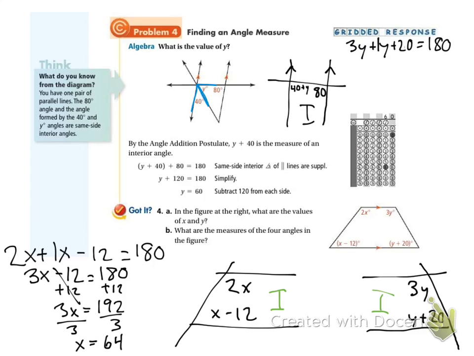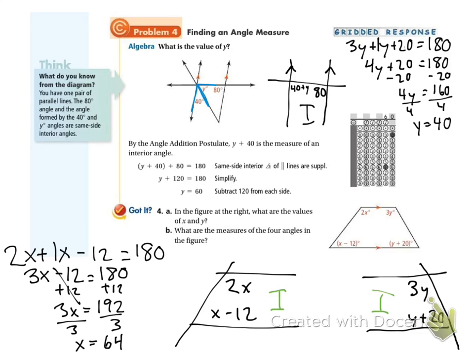There's no number in front, it's just a 1. 3y plus 1y equals 4y. 4y plus 20 equals 180. I'll subtract 20 from both sides. I get 4y is equal to 160. And if I divide by 4, I get y equals 40.